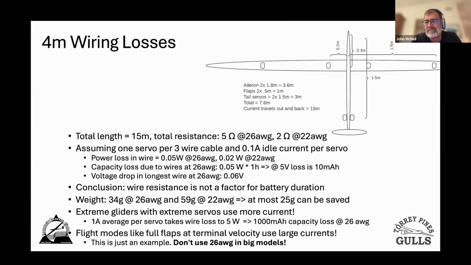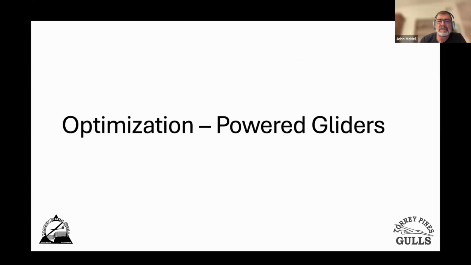So if you're doing a half scale glider with long runs, this is how you do the math. 22 gauge probably isn't enough for a glider that big, especially if they're very high powered servos. Okay, questions?